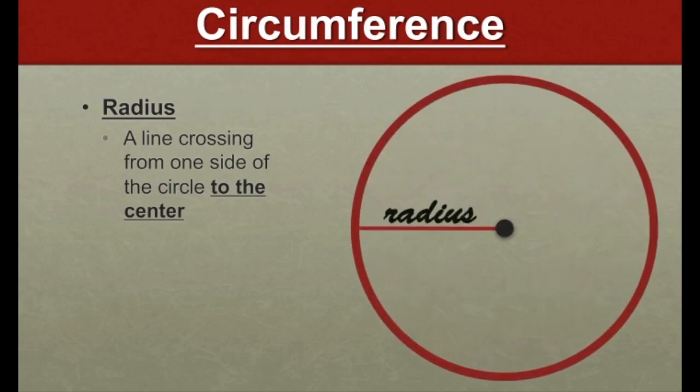Radius. Well, what exactly is radius? Radius is a line crossing from one side of the circle to the center. It doesn't go through the other side, it actually stops right at the center. So for example, here we have a radius, and just like with diameter, it doesn't matter how it looks. It can look like this, it can go from the left side of the circle to the center, it can go from the center to here, it can go from the center to here. It doesn't really matter. As long as it fits that criteria, it goes from the center to the side of the circle, and that's it.